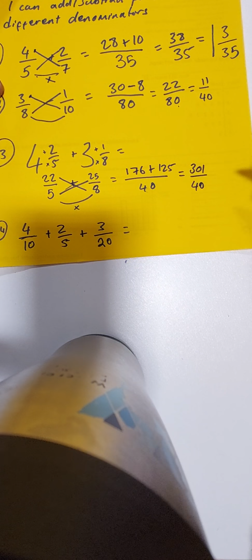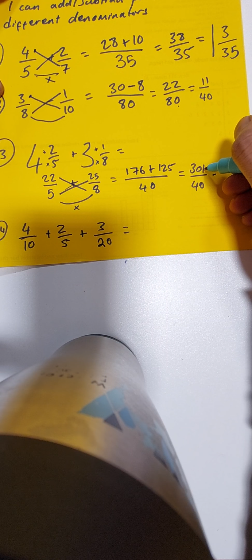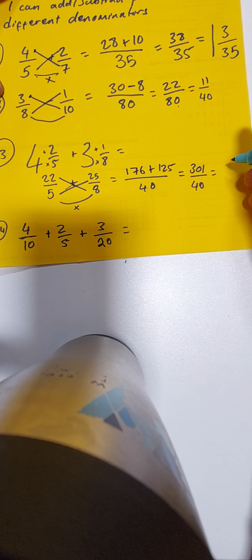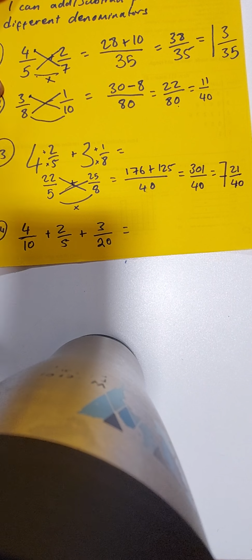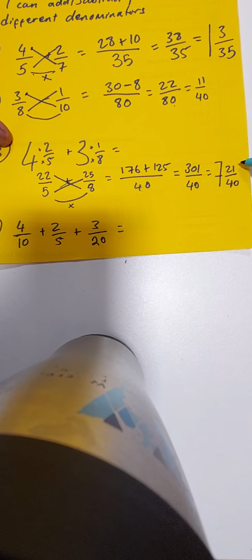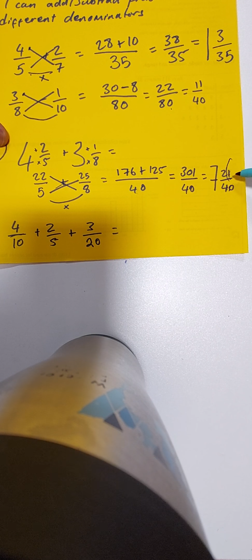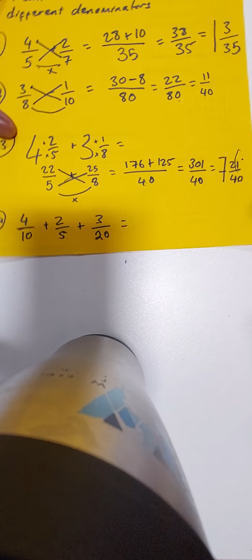Now I can still simplify that. So how many 40s go into 301? That would be 7, remainder 21 over 40. Now I can't simplify this little fraction over here because there's no number that goes into 21 and 40.